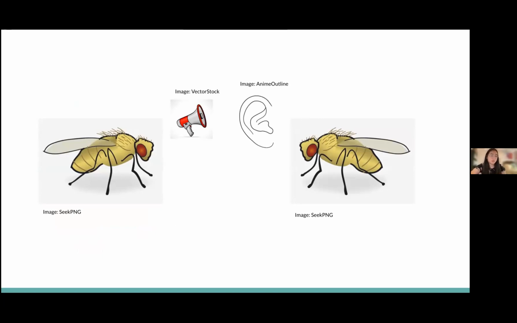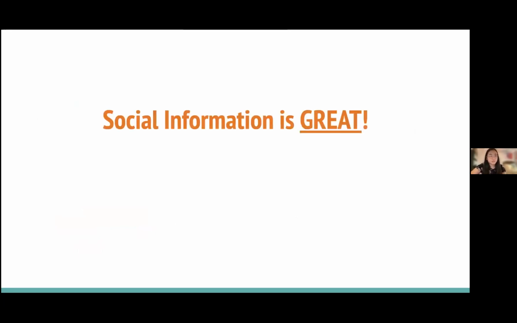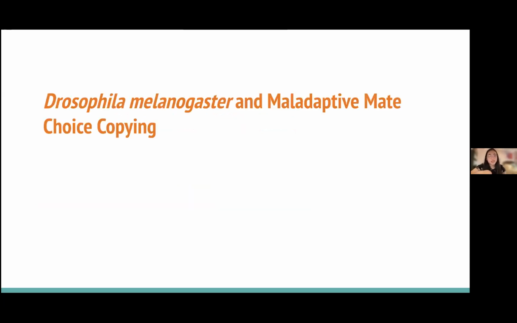Basically, one individual is broadcasting a message, another one is eavesdropping and gathering the information from that decision. So social information is great. You can work smarter instead of harder. You don't have to use so many resources because, as we know, information and resources are very limited. However, social information is not always great. And that's what I'm looking at in my research.